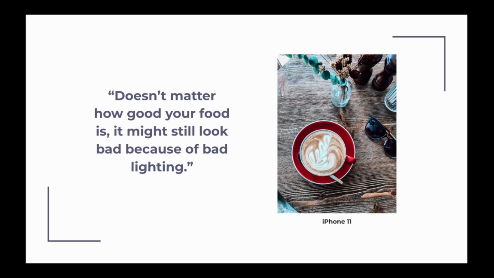And at the end of the day, it doesn't matter how good your food is, it might still look bad because of the lighting in the photo. So that's the thing: the magic in phone photography quite often lies in the light, and you don't have as much technology as you have with DSLR cameras. With a phone, you are a little bit limited, so you have to be even more creative to manipulate the light, to work with the light, to train your eye, and at the end of the day, you can make magic with it.